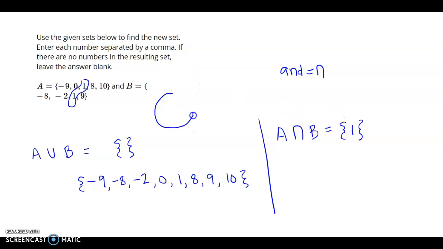Another way to look at this is like a Venn diagram. So if this is A, this is B, 1 would be here. A would have -9, 0, 8, 10. B has -8, -2. Oh, oops, I wrote the 1 twice. I shouldn't have written that twice. -8, -2. The 1 is here, and the 9. Okay, so the OR can be any of the numbers in this whole Venn diagram. Okay, that's our OR. And then our AND, our intersection, is only right here in the middle.